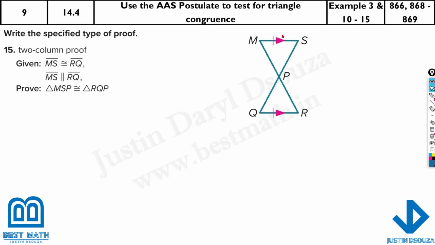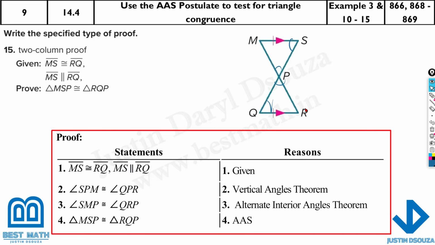Here we have MS is parallel to RQ. That's this line. MS is also parallel and congruent. They have told both parallel and congruent. That means then you have to find two angles, one of this angle and one of the vertical opposite angles, or you can find two alternate angles itself. It's up to you. So we have vertical angle and alternate angle. So angle and side congruency.